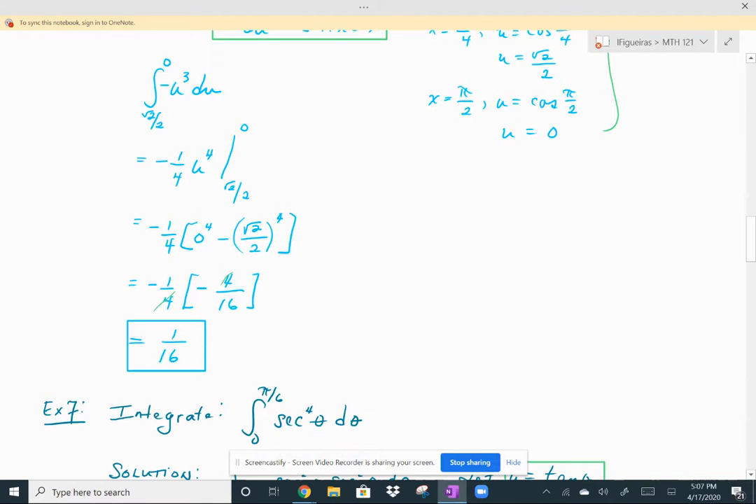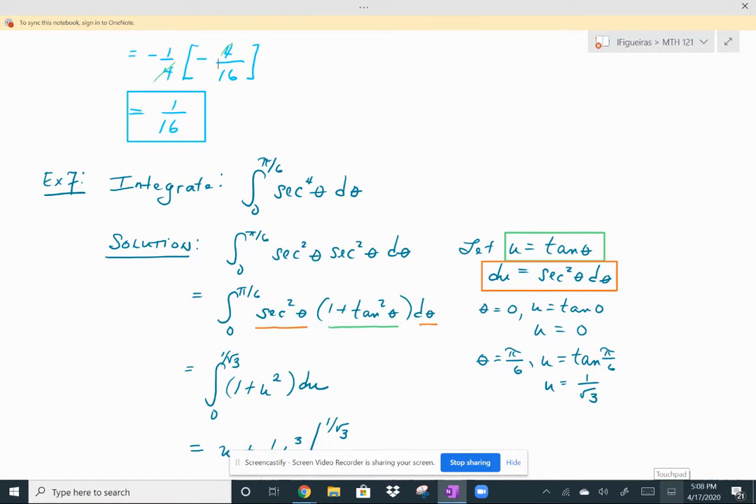Okay, so here's another one. We want to integrate from 0 to pi over 6 of secant to the 4th of theta d theta. So this one doesn't stand out as something that I recognize, but I can do a little bit of substitution and some work here to help us see something that might look familiar. I know that I can rewrite secant to the 4th as secant squared of theta times secant squared of theta.